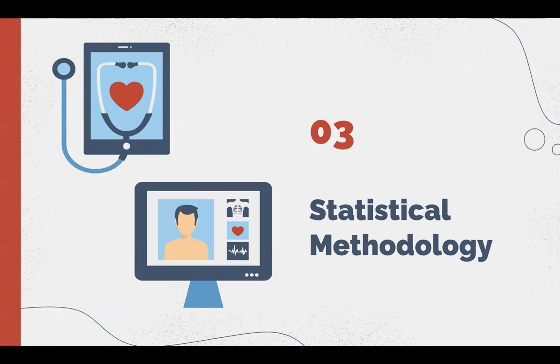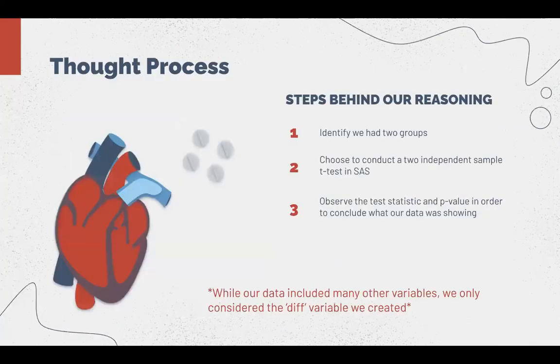Okay, so now we're going to go over our statistical methodology. So we looked at our data and we saw that there were 2 distinctive groups, one being the manual cuff and one being the digital cuff. So we chose to conduct a 2 independent sample t-test in SAS because we had 2 distinctive groups, but we also decided to include a new variable in our test because we were testing the change in systolic blood pressure. And lastly, we observed the test statistic and the p-value in order to make a conclusion about our data.